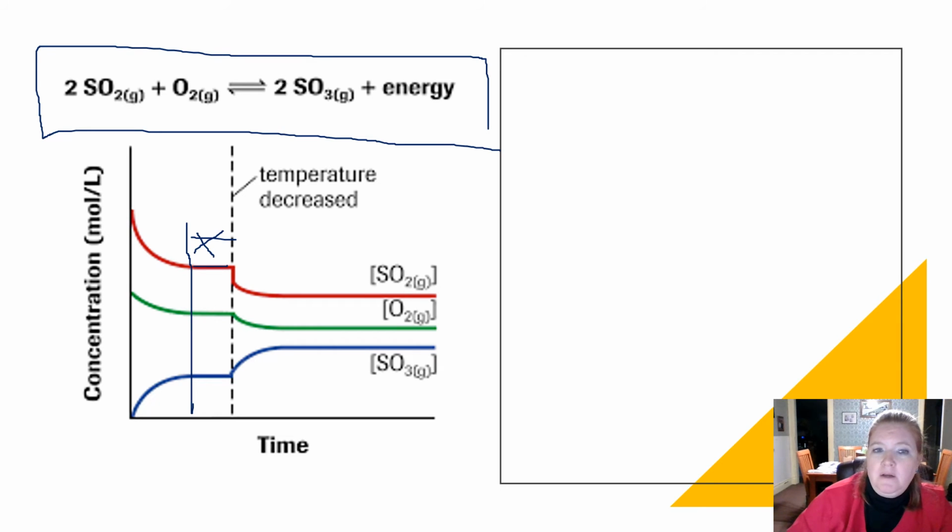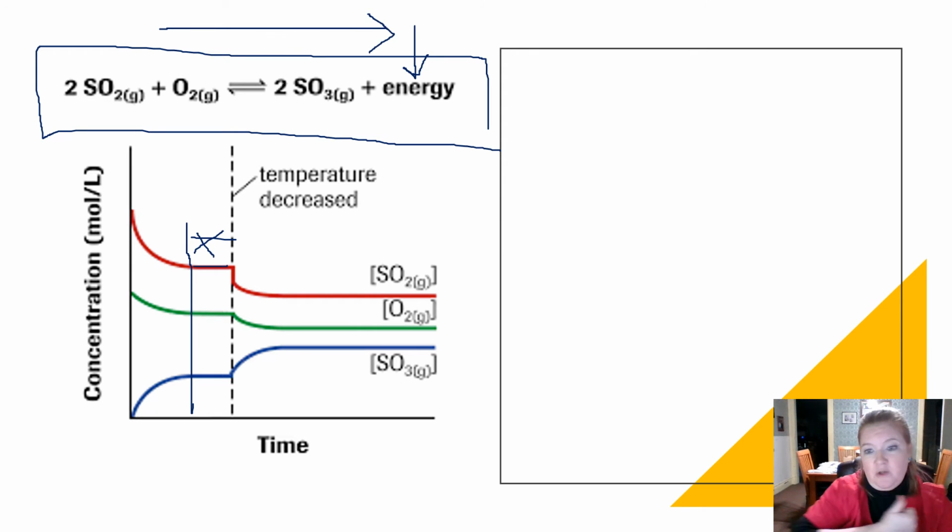Well, here's where energy is. That would be temperature. Okay, sometimes it says heat, energy, temperature. That's what we're going to look at. It says that temperature was decreased. When something is decreased, the reaction shifts toward that side. So the reaction is shifting to the right, which means what happens? SO2 is going to get used up. O2 is going to get used up, and SO3 is going to get produced, and energy is going to get produced, so the temperature will go back up.